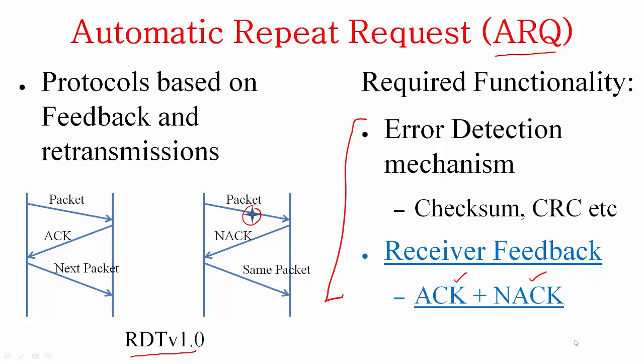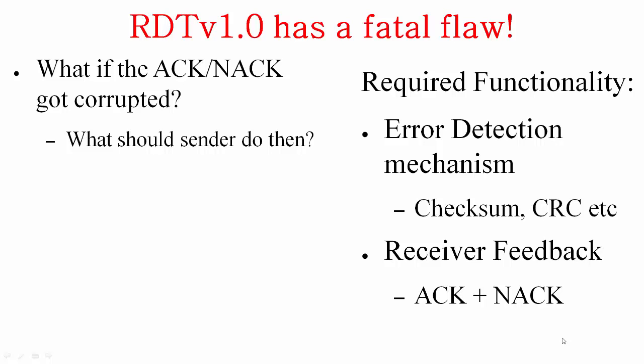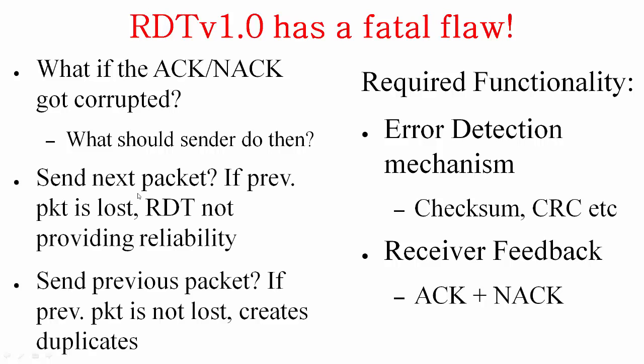So is this functionality adequate to provide reliability? What if the ACK or NAC got corrupted, in which case the sender has no idea about the feedback. It doesn't know whether the feedback is positive or negative. Now what should the sender do then? If the designer is an optimist, he can just assume that the corrupted packet is an ACK and send the next packet. But what if the previous packet was lost? Then your RDT protocol is not providing reliability. You could also be a pessimist and assume that it could have been a NAC and thereby retransmit the previous packet.